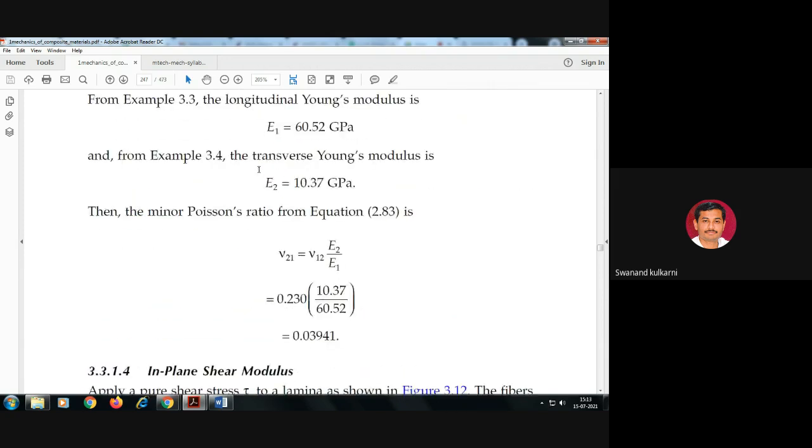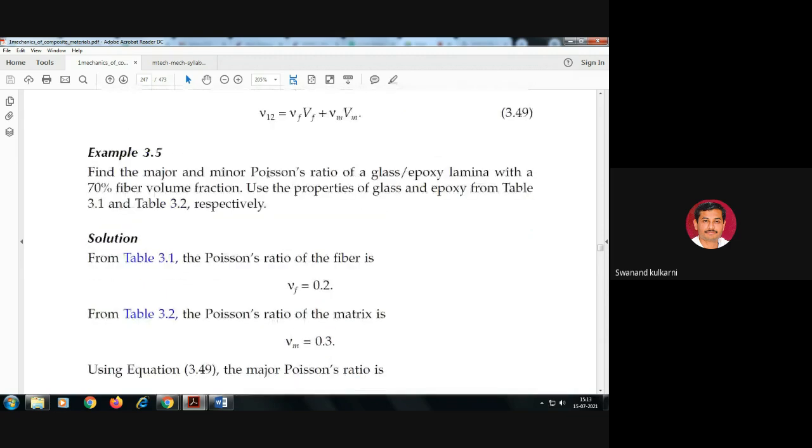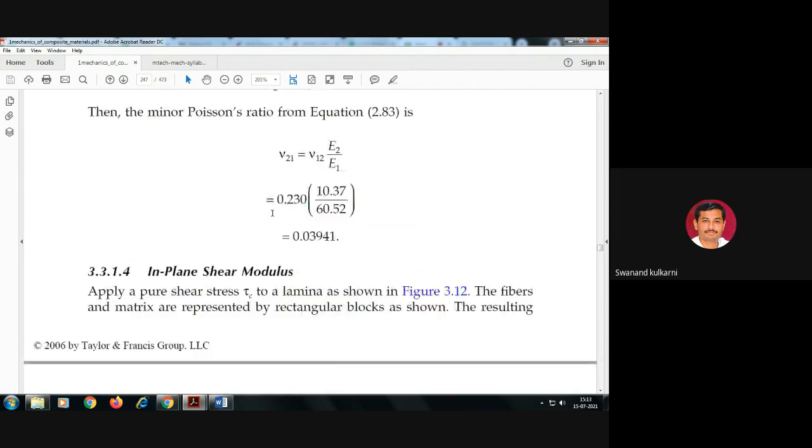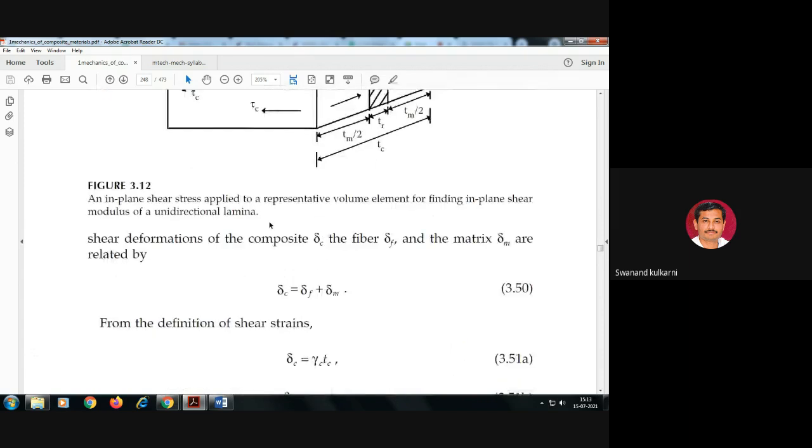Now the same example is repeated. In this example, you can see the major and minor Poisson's ratio of glass and epoxy with 70% volume fraction. Those are the given values, so we are getting this value.